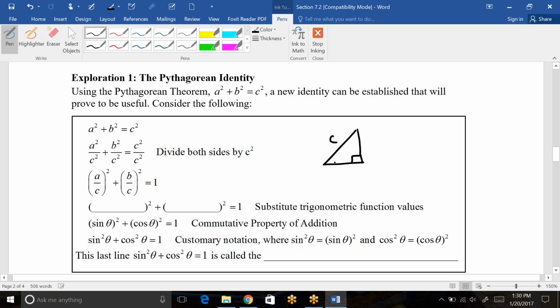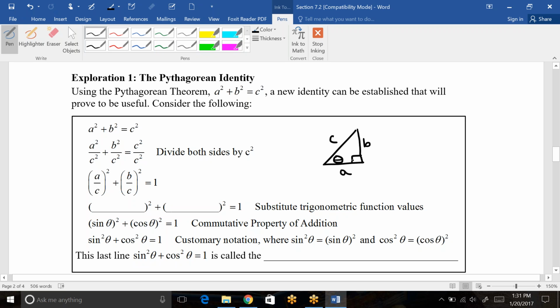We had our hypotenuse, we had our theta, we referenced it here, we had our adjacent side and our opposite side. Pythagorean theorem is a squared plus b squared equals c squared. If you were to divide everything by c squared, essentially we're dividing it so that we can get a 1 over here. Notice that a squared divided by c squared is the same thing as a over c, squared. Because both parts are being squared, you could actually write the squared on the outside.